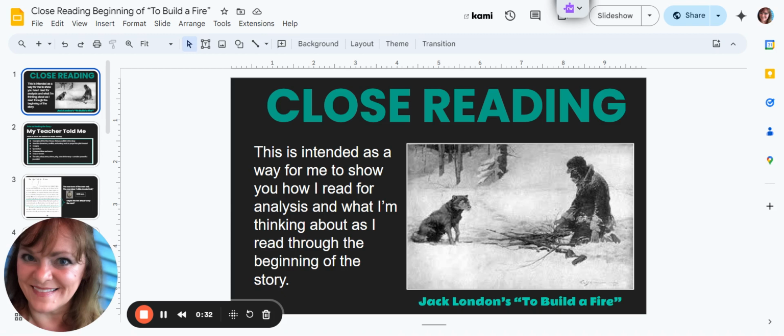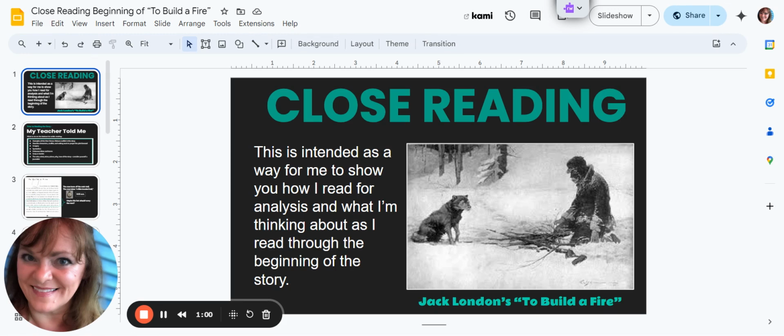So, really, what I'm doing is saying out loud what I'm thinking in my head as I start reading the short story that's been assigned to you for this week, which is Jack London's To Build a Fire. This is intended, as I said on the slide here, as a way for me to show you how I read for analysis and what I'm thinking about as I read through the beginning of the story. This is how I read for academic reasons.